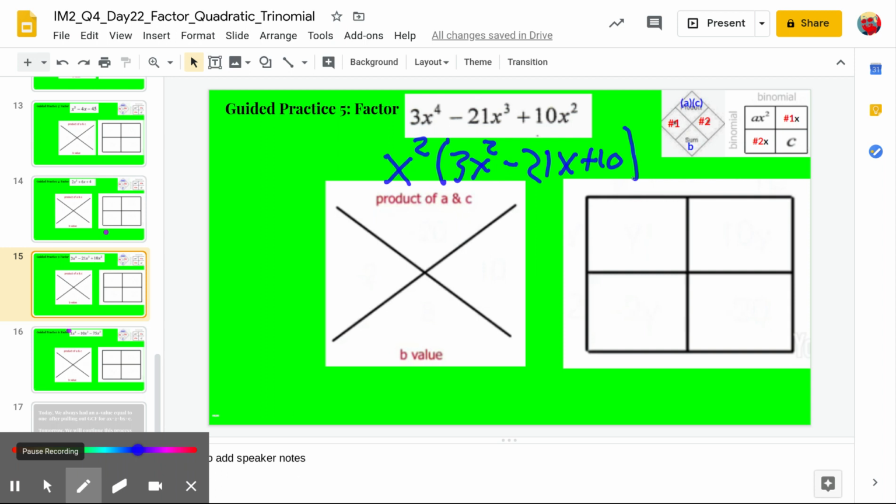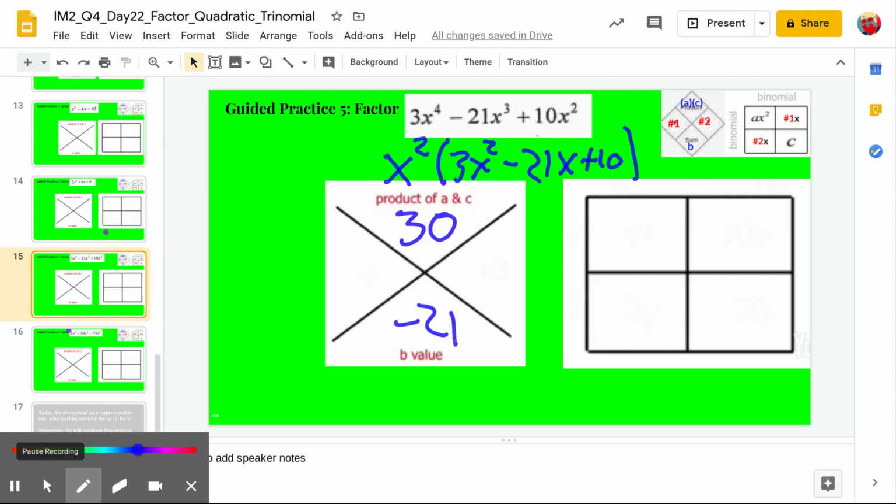So this time, you notice the a value is not 1. So think about this one carefully. What is AC going to be? And what's the B value? All right, AC is 30 this time, right? Because the A value was 3. So 3 times 10 is 30. And the B value is negative 21.